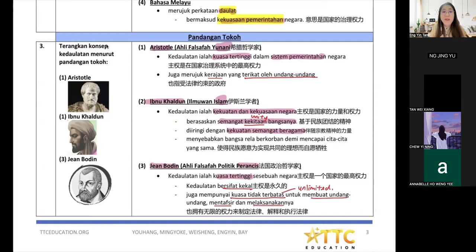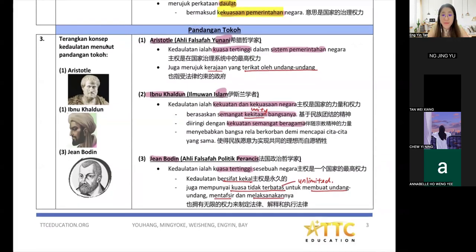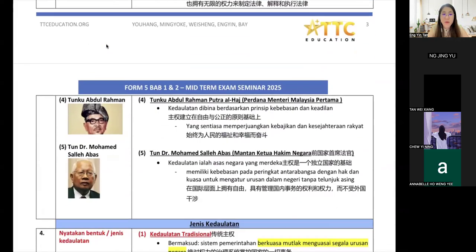So when we have kedaulatan in our country, meaning we have the power to set the law, to analyze the law, to execute the law, explaining the law, like we have the power to do so. Everybody, you good with this one? So you see, everything is related to power. It's just that different tokoh got different explanations. Good with this? And then next one over here, Tunku Abdul Rahman.